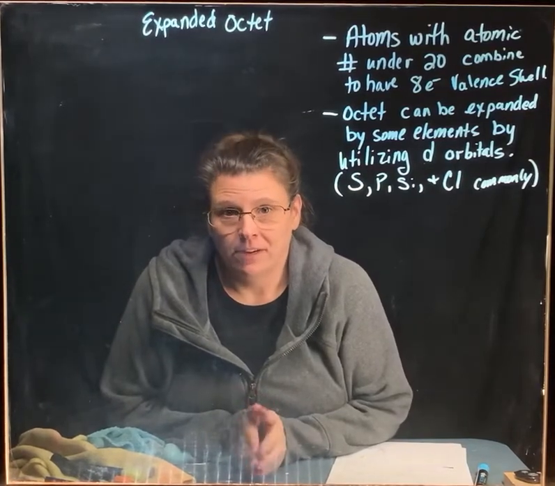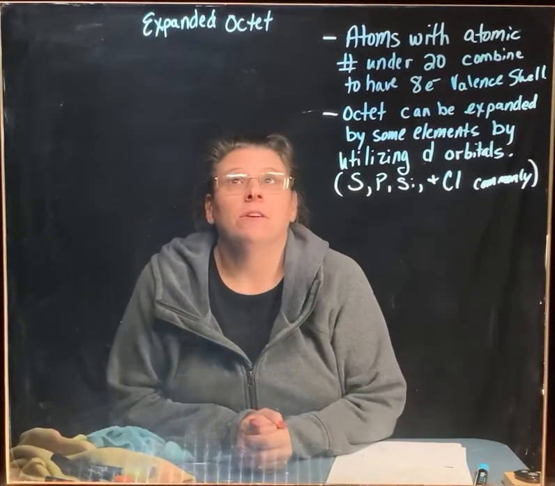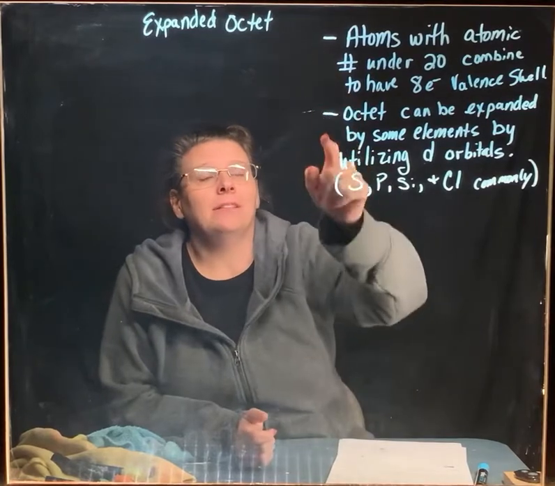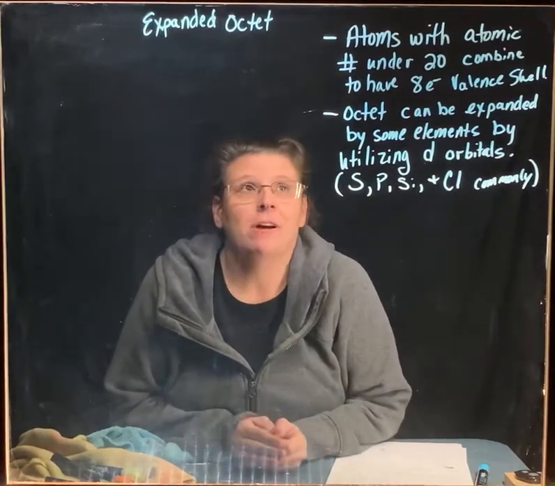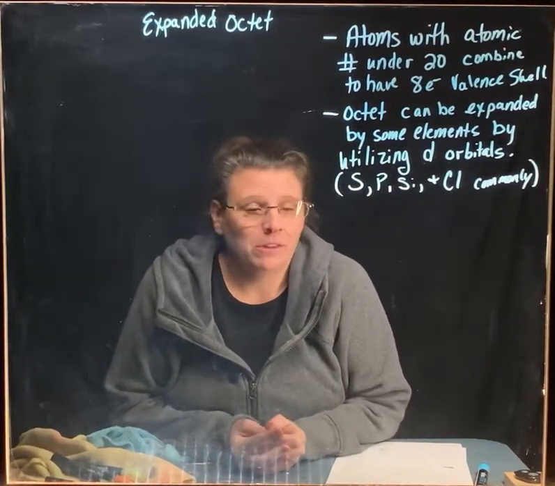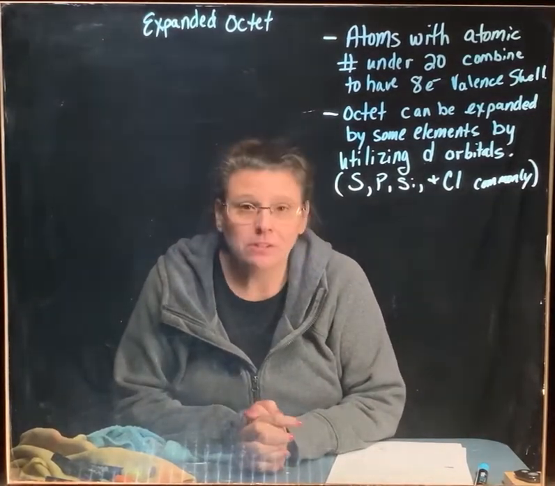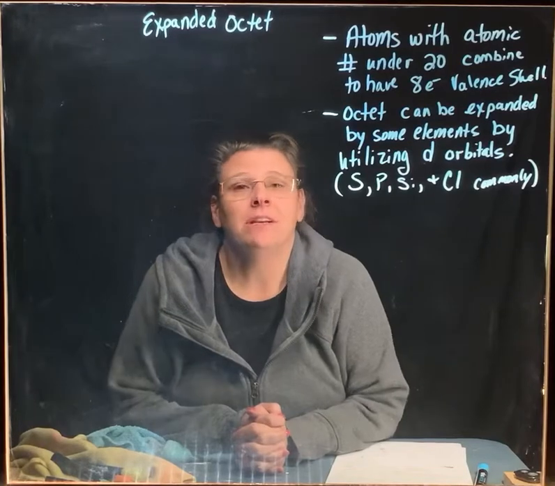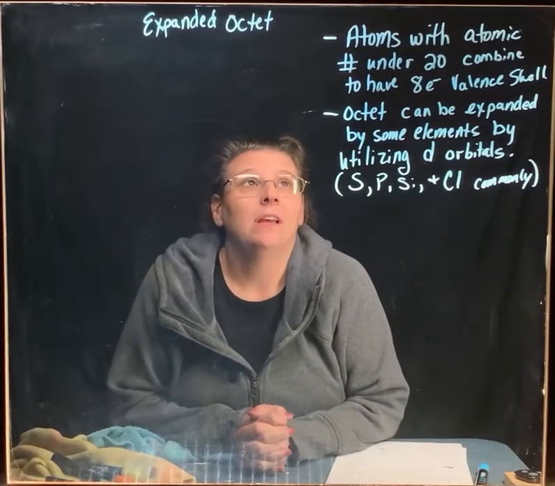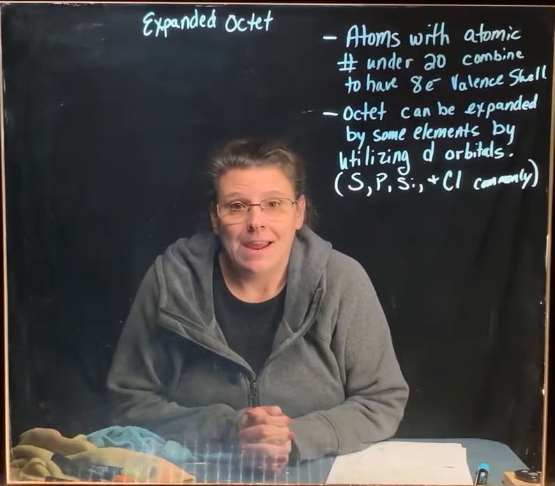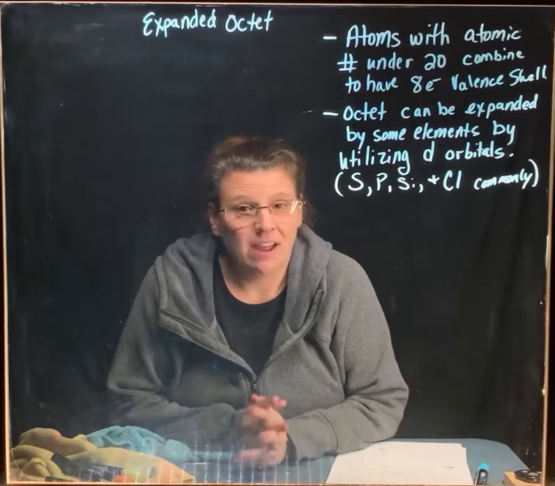Expanded octet video. Okay, so first thing I need you to do is make sure you write these down. So if you need to pause the video, pause it, but I'll go over them with you. All right, so an expanded octet, first thing we need to know is up until this point we've said everything needs 8 valence electrons and can only have 8 valence electrons.